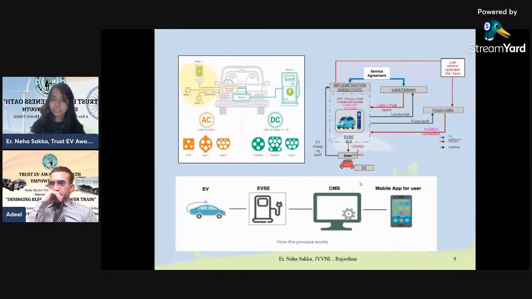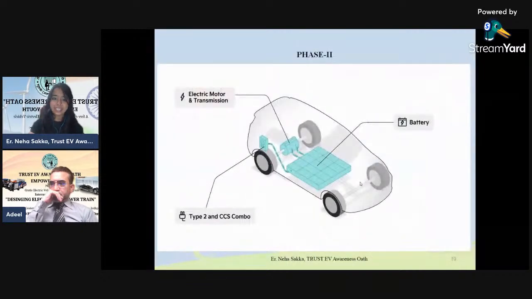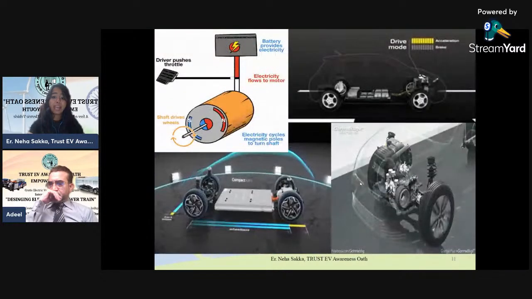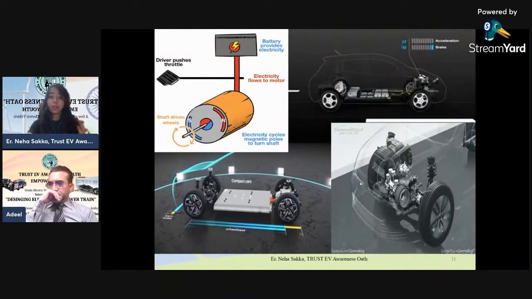After we have developed the foundation, we move on to phase two. In this phase, we learn about the interior of the vehicle, how a vehicle is actually constructed and designed. We do not talk about anything else apart from the vehicle now. We gain knowledge about all the types of vehicles, that is, plug-in hybrid, hybrid electric vehicle, fuel cell electric vehicle, and battery electric vehicle.